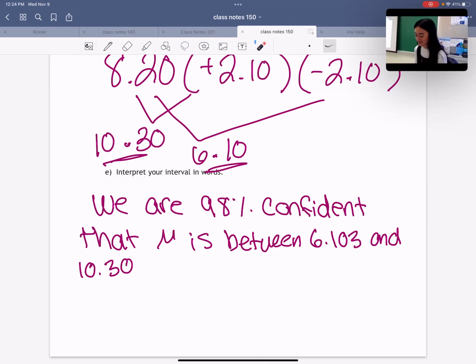All right. Michaela wrote down the interpretation. I'm not going to make you explain it. We basically fill in the blanks, right? We are blank % confident that mu is between these two numbers, and that pretty much does it all. Does anyone have any questions on confidence intervals?